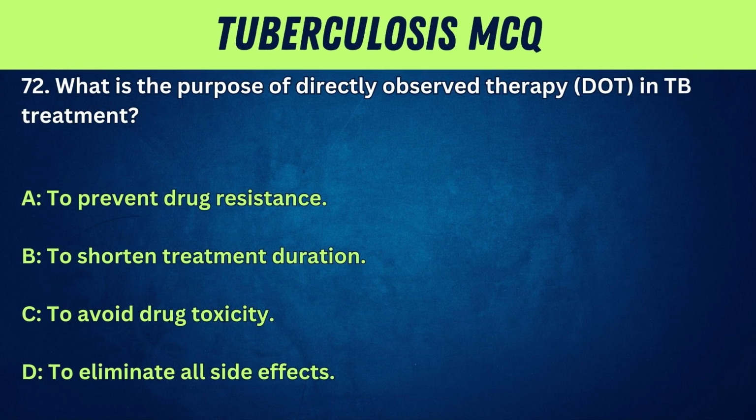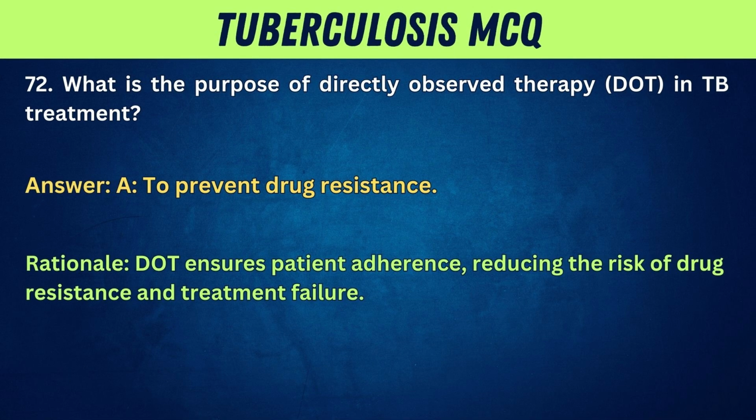72. What is the purpose of directly observed therapy (DOT) in TB treatment? A. To prevent drug resistance. B. To shorten treatment duration. C. To avoid drug toxicity. D. To eliminate all side effects. Answer: A. To prevent drug resistance. Rationale: DOT ensures patient adherence, reducing the risk of drug resistance and treatment failure.